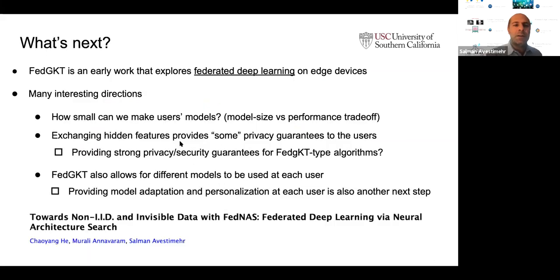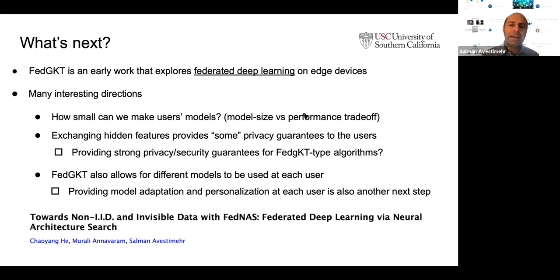Again, this is one of the early works that I'm aware of that explores federated deep learning on edge devices, like working on deep models. There are many interesting problems, like, theoretically, this is not explored. How small can you make the user's model? Is there a model size versus performance trade-off?